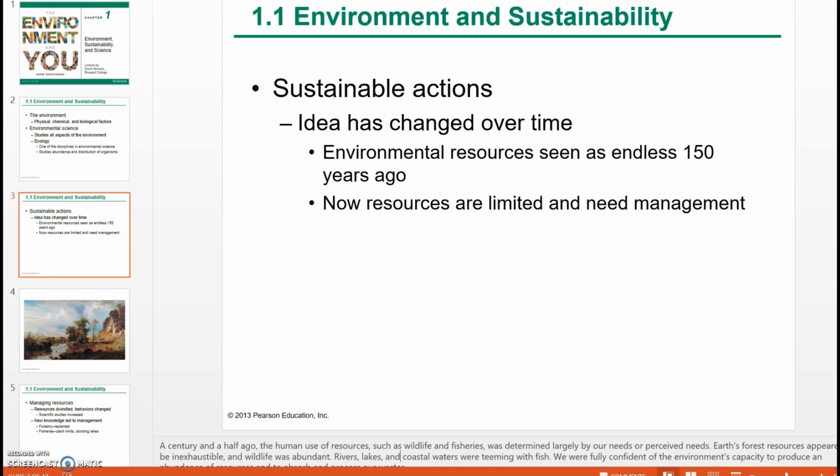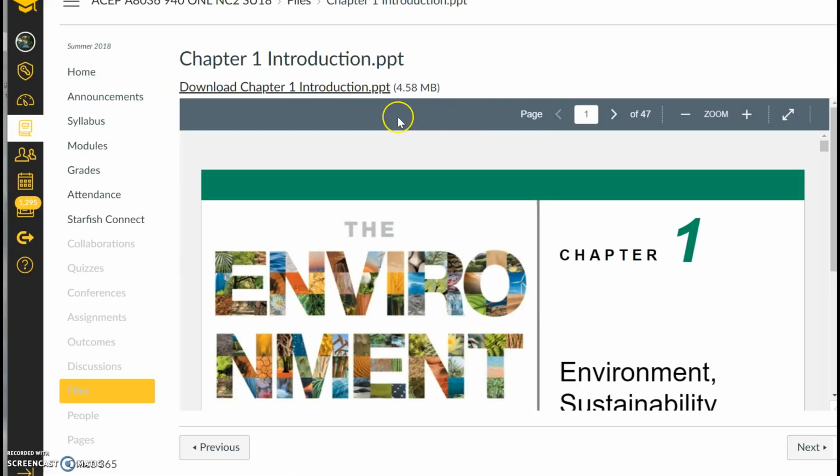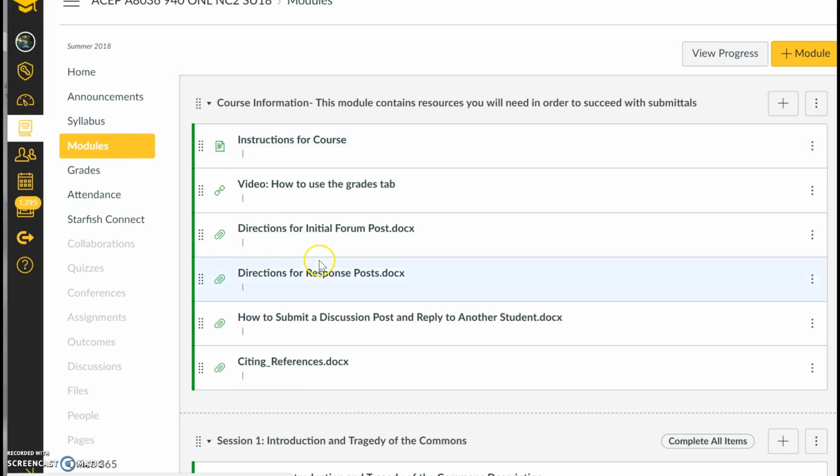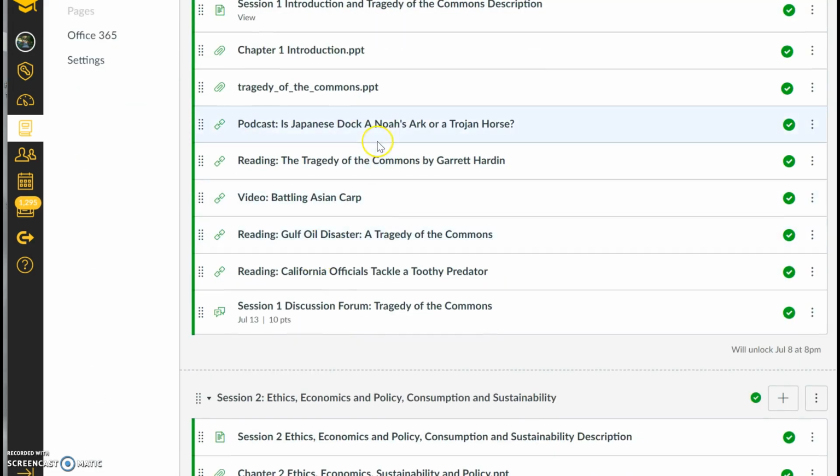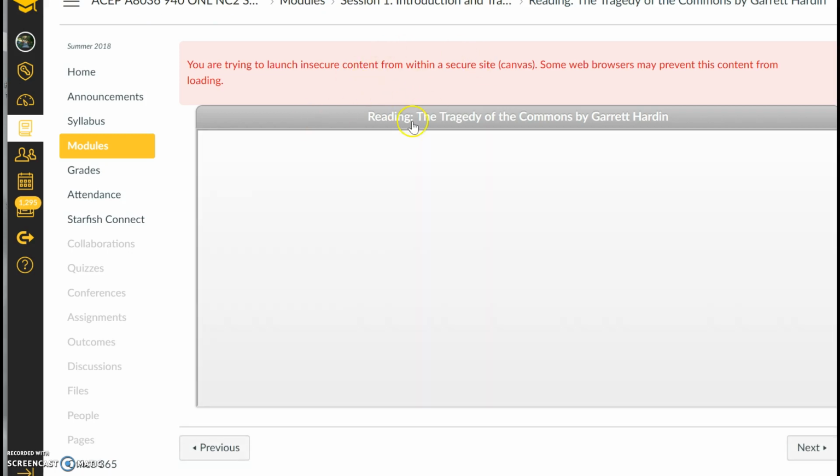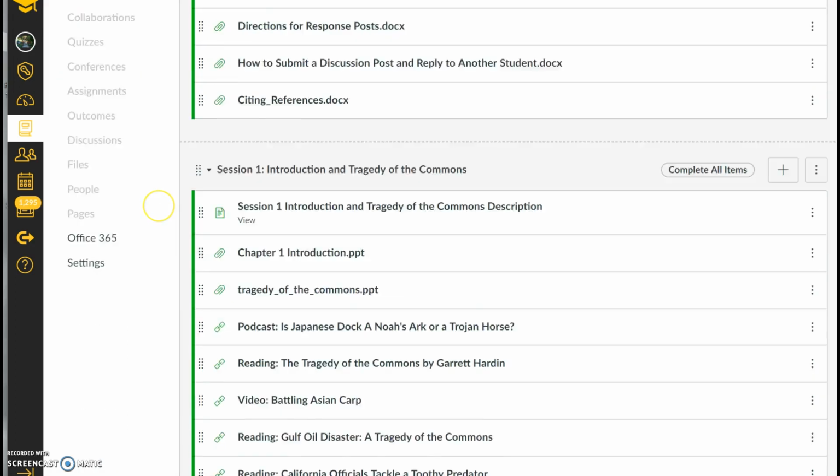All right. Another brief thing that I want to show you is that under some of the modules, if you click on some of the material, it might show you an error that comes up. If you just click here, it will take you outside of Canvas to read the document. So don't fret when you see that there's an error message there.